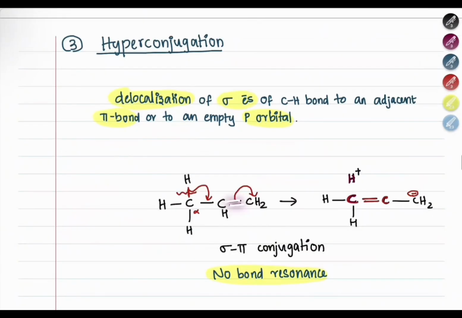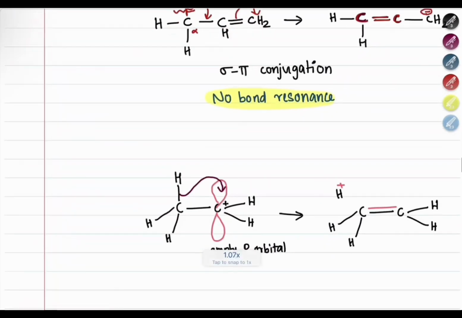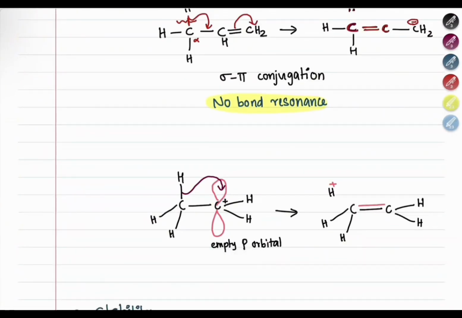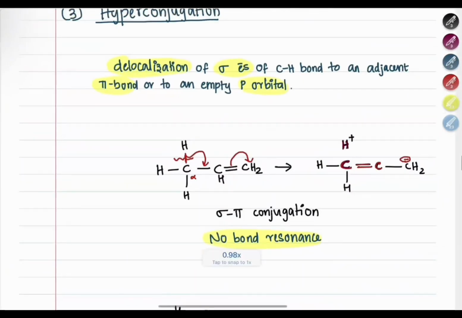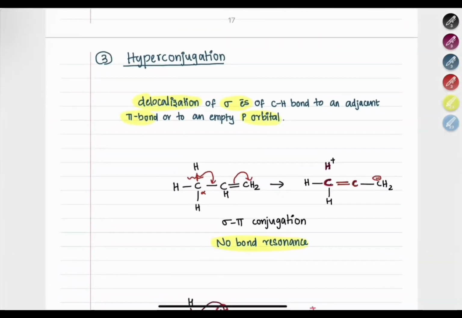The second case is, suppose again we have an empty p orbital in a molecule, and adjacent to that, that is the alpha carbon, hydrogens are present. In this case, this CH bond again can break, and this bonding electron will move to the empty adjacent p orbital. And in that case, we will get a product like this. We'll get a carbon double bond carbon in the product. So this is hyperconjugation. It is the delocalization of sigma electrons to an adjacent pi bond or an empty p orbital.